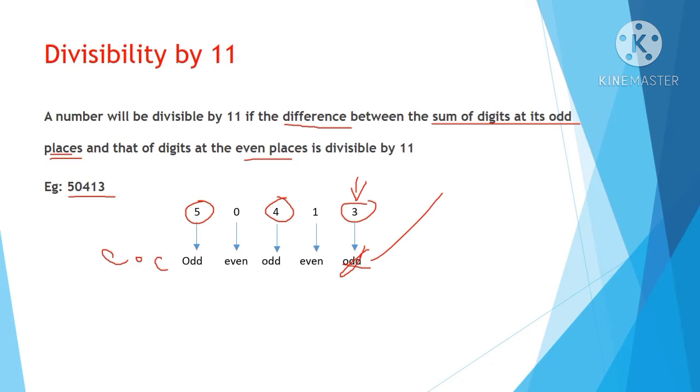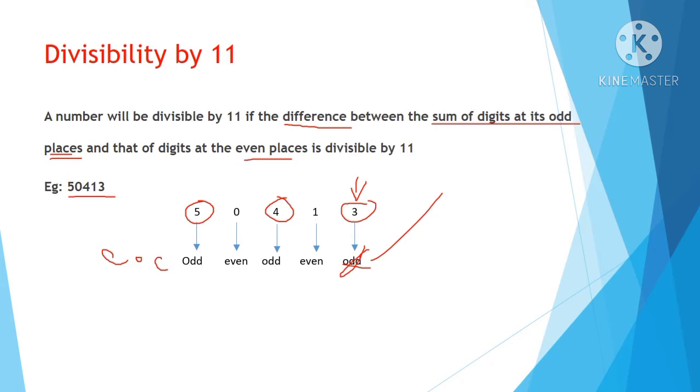Ones place starts with odd, then alternately even, then odd, even, odd, even, like that it goes on. But one thing you have to keep in mind: you have to start from the ones place, and you start with odd. I'll repeat again. Start from the ones place, first write odd, next even, then alternate odd, even, and you can go on like that.